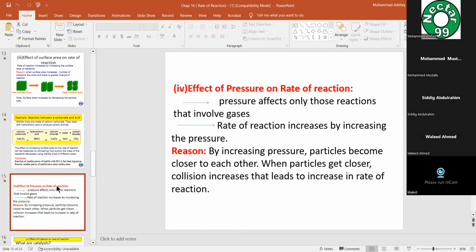Now the fourth factor is pressure. As you know, when we increase pressure, what happens? The particles come closer and closer to each other.